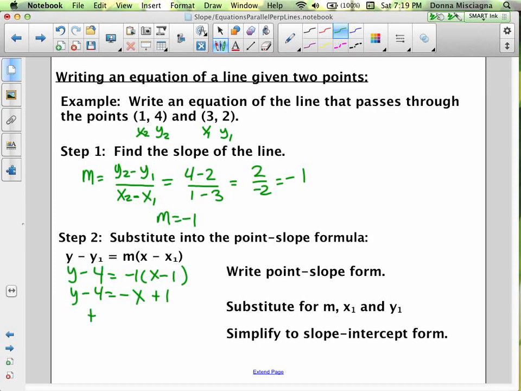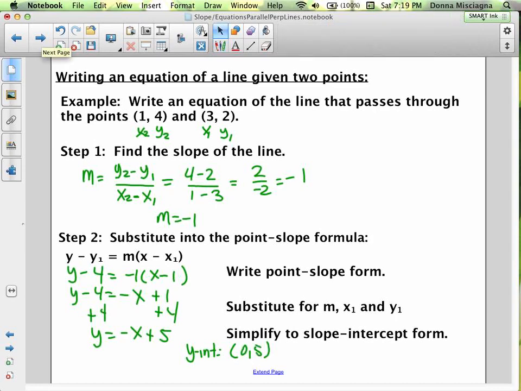Now all I have to do is add 4 to both sides to isolate y. So we have y equals negative x plus 5. And there we go, we're in slope-intercept form. As a little reminder, your y-intercept would be the point 0, 5, and of course our slope we found was negative 1. If I use the other point, 3, 2, I'd get the exact same thing.